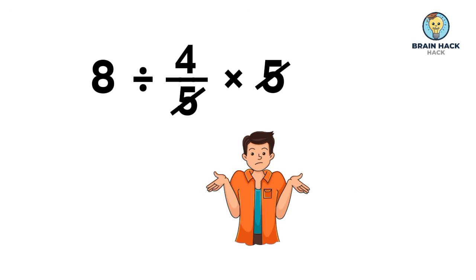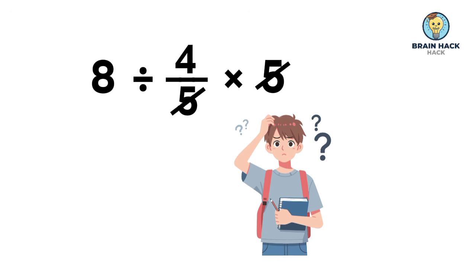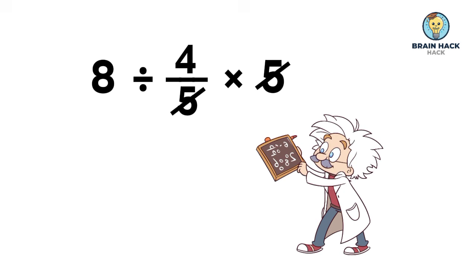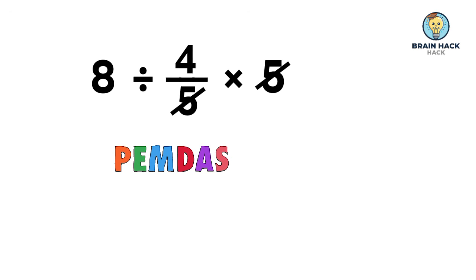Without a universal rule, everyone could solve the same problem differently, and mathematics would become confusing. To avoid this confusion, mathematicians use one universal system called PEMDAS. PEMDAS stands for P, parentheses, E, exponents, M, multiplication, D, division, A, addition, S, subtraction.